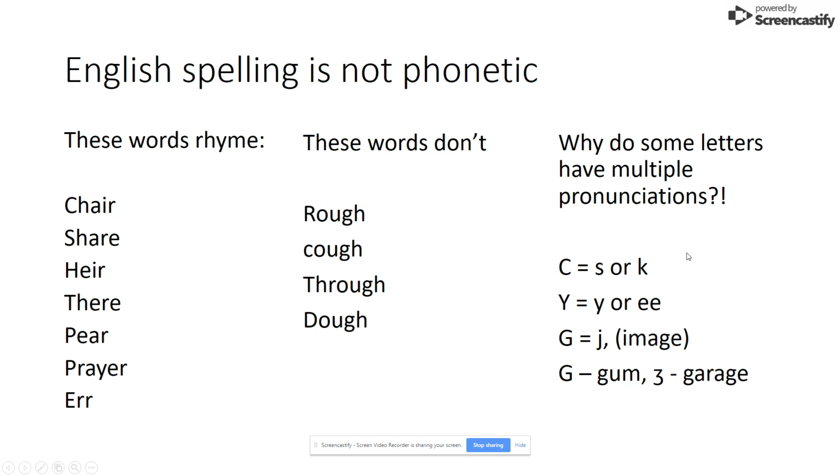Some letters have multiple pronunciations, like C can sound like S or K, Y can sound like Y or I, G can sound like G, or the J sound in image, right? Or it can sound like the J sound in garage. So it can sound like image, the J, or J, or G.